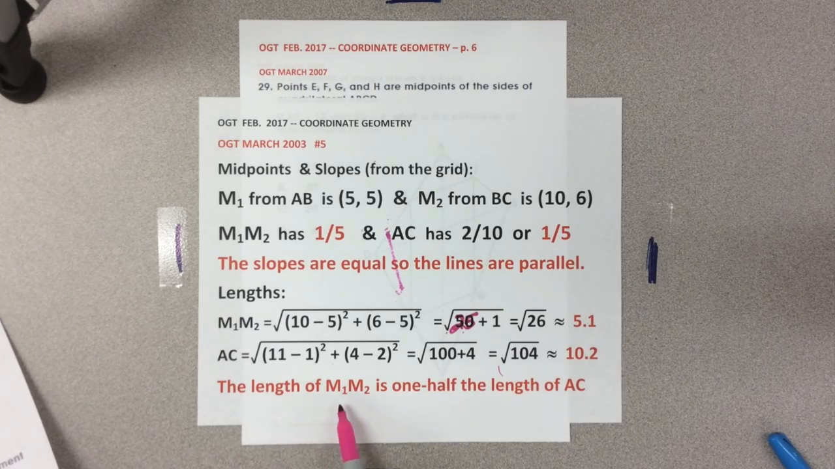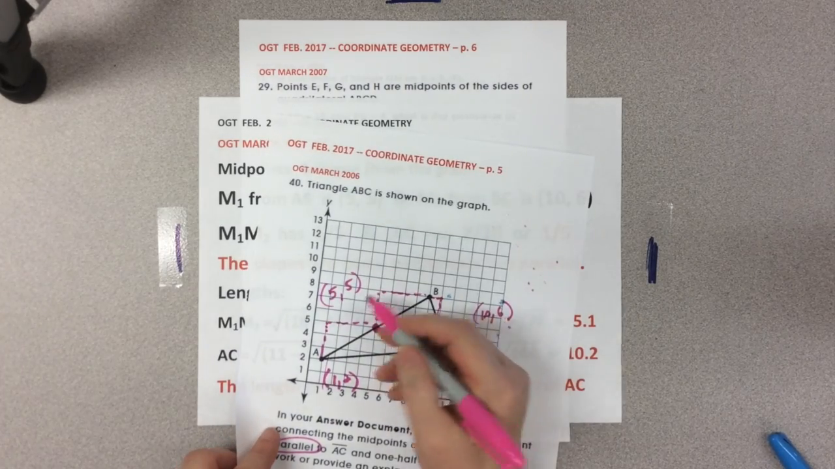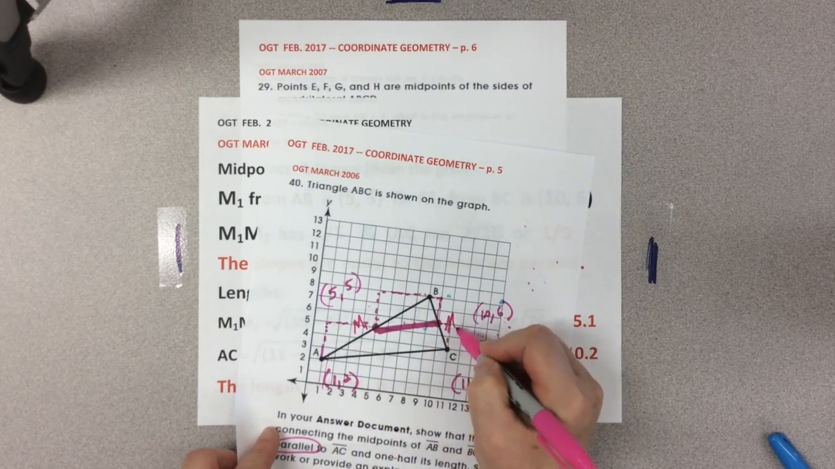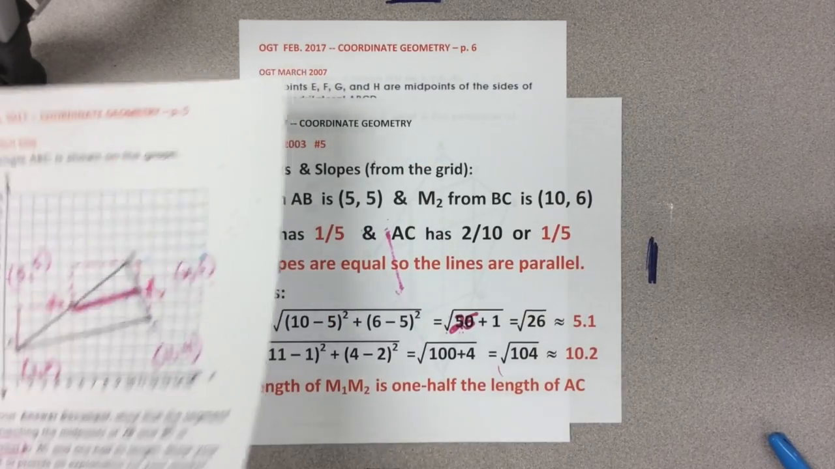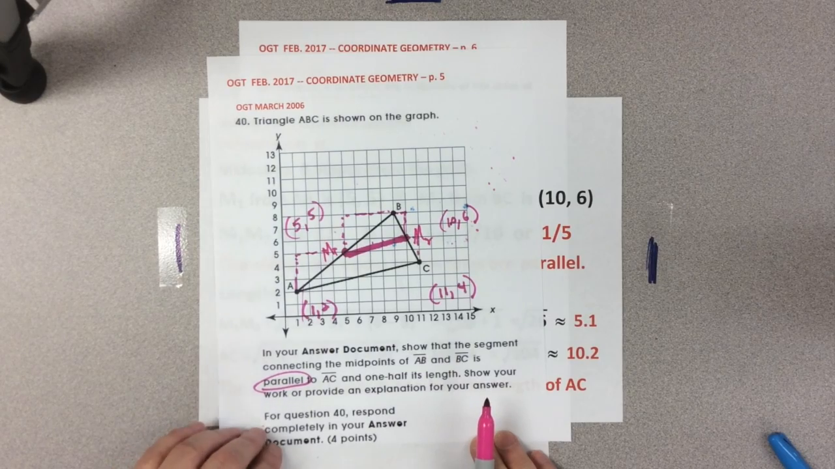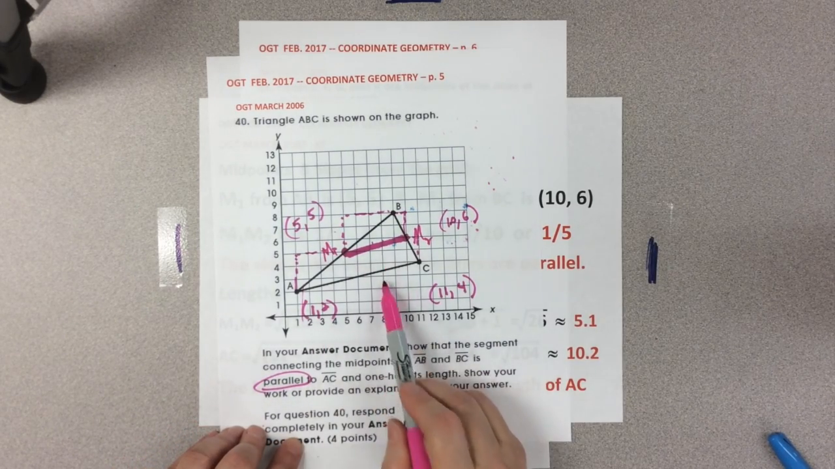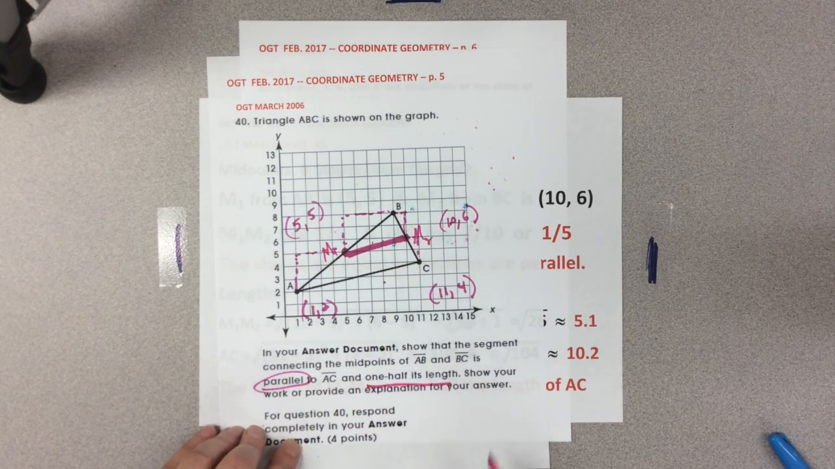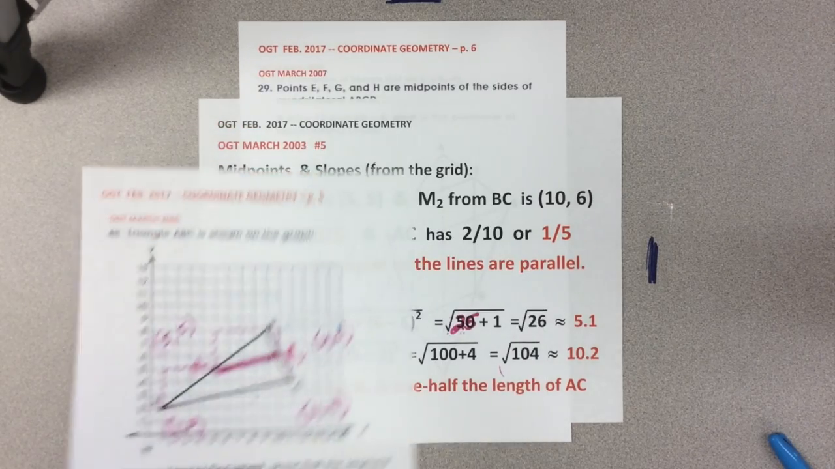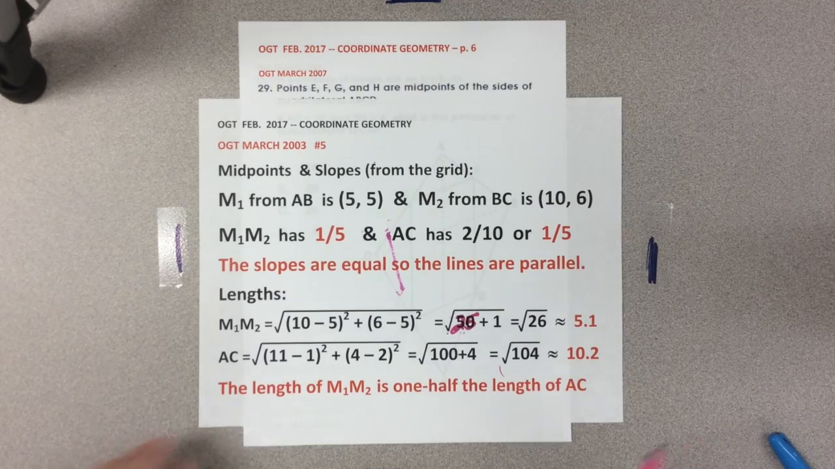So it says the length of M1M2, which would be from one midpoint to the next, is half the length of AC. So I've done everything they've asked me to. I found those midpoints. I showed that the two lines were parallel, and I showed that it's 1/2 its length. So I do believe I would get 4 points for that. Quite a bit of work, though.